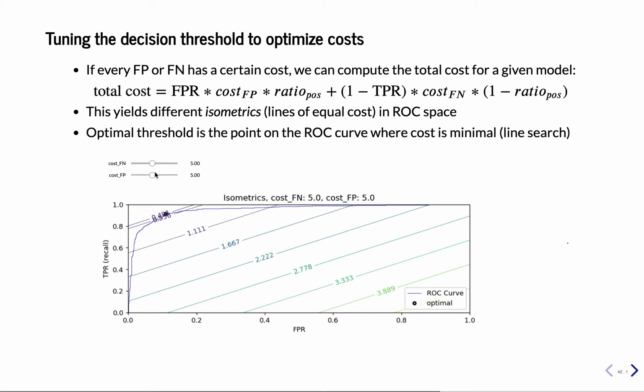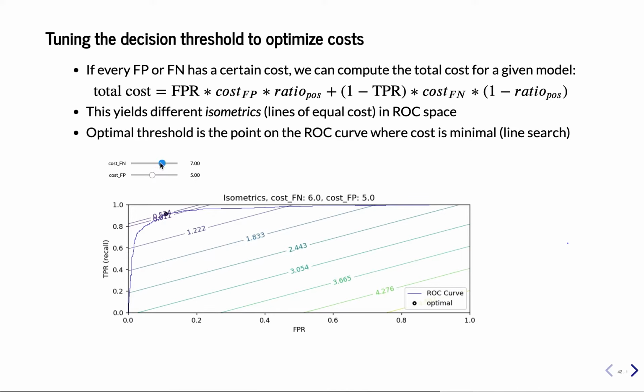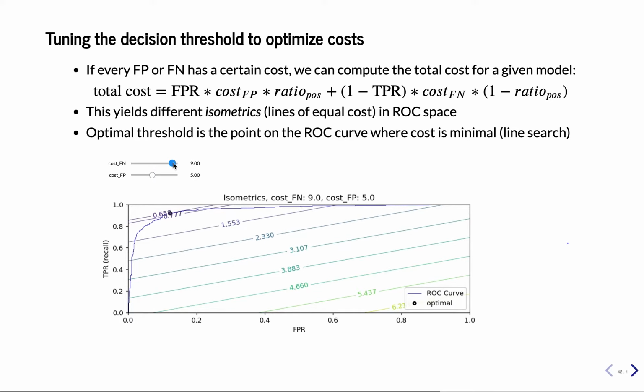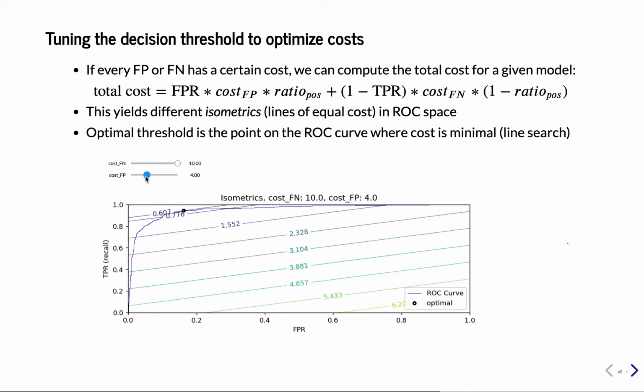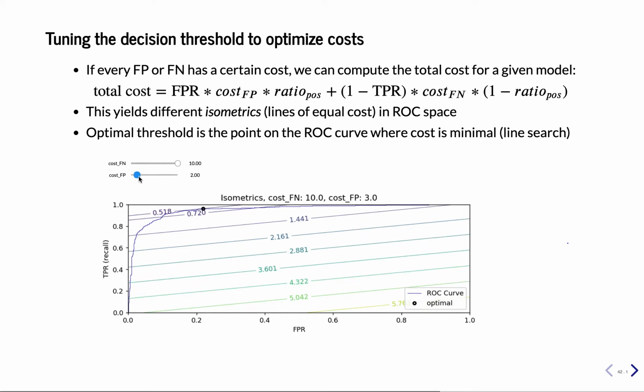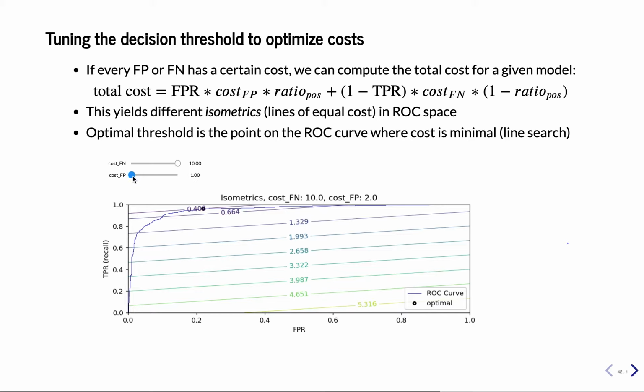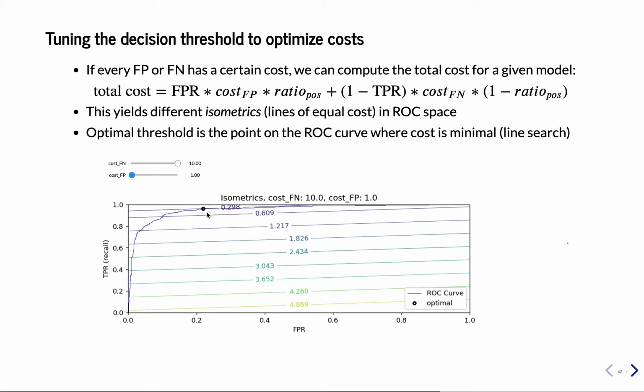Now, we can set this trade-off. Say that false negatives are 10 times worse than false positives, then you will see these lines get very, very flat. And you'll actually find that the optimal solution is somewhere here. So in this case, the false negatives are much more important than the false positives. We don't care so much about the false positives, so we're happy with a high false positive rate.